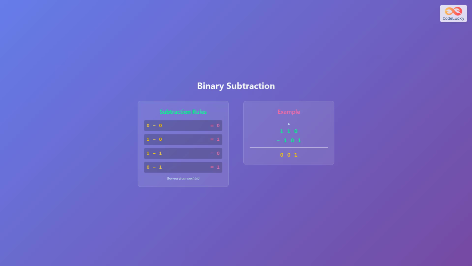Here's an example. 110 minus 101. Starting from the right, 0 minus 1 requires a borrow, making it 1. 0 minus 1 equals 1. Then, 1 minus 0 equals 0, and finally 1 minus 1 equals 0, resulting in a final answer of 001.